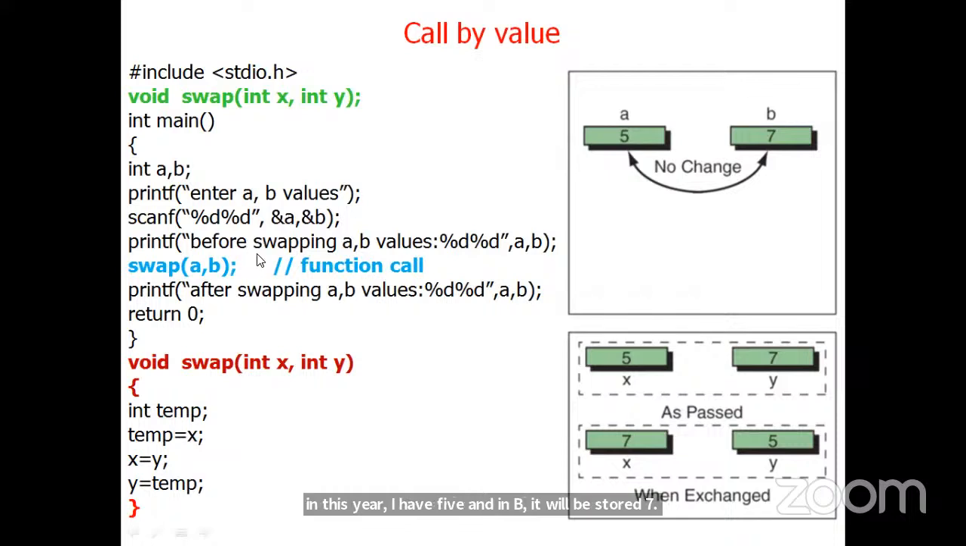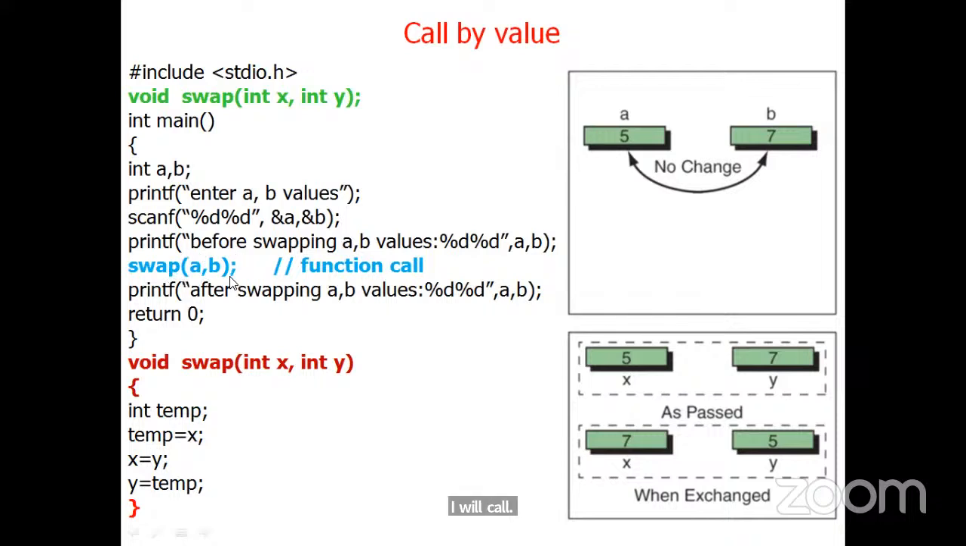Now printf. Whatever the user entered, those values I am printing. Printf: before swapping, the a, b values are 5, 7. 5, 7 will be printed here, before swapping, since I am not performing the swapping operation. Next, I will call swap of a, b.